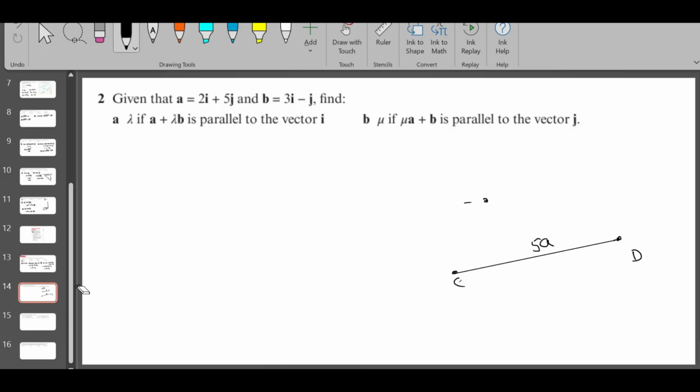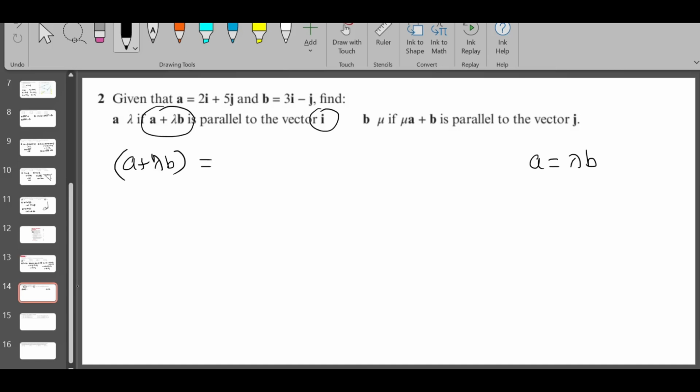So how do we write that in general? If one vector is a, another vector is b, you can write a is equal to lambda b or mu b. We will be using all these Greek letters. Lambda, this is mu. So this is a condition for two vectors a and b to be parallel vectors. Now in this question you have a and b. a plus lambda b is parallel to i vector. So I can write a plus lambda b, this is the first vector, is equal to mu times i, because that's a condition for these two vectors to be parallel, right?